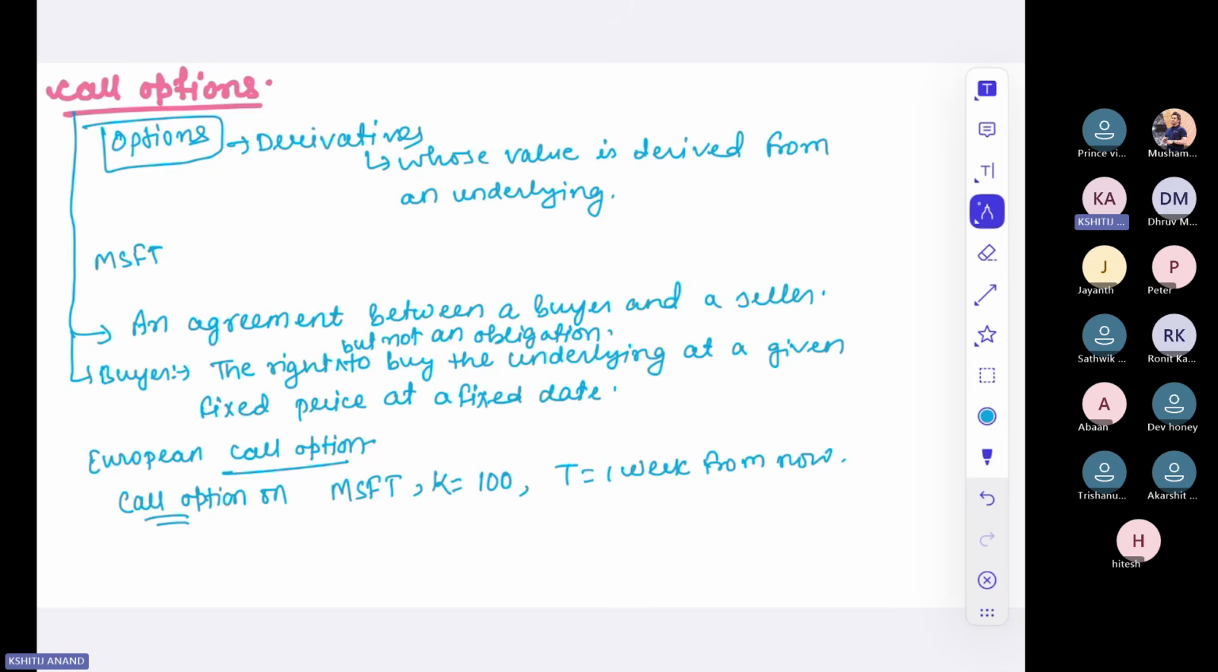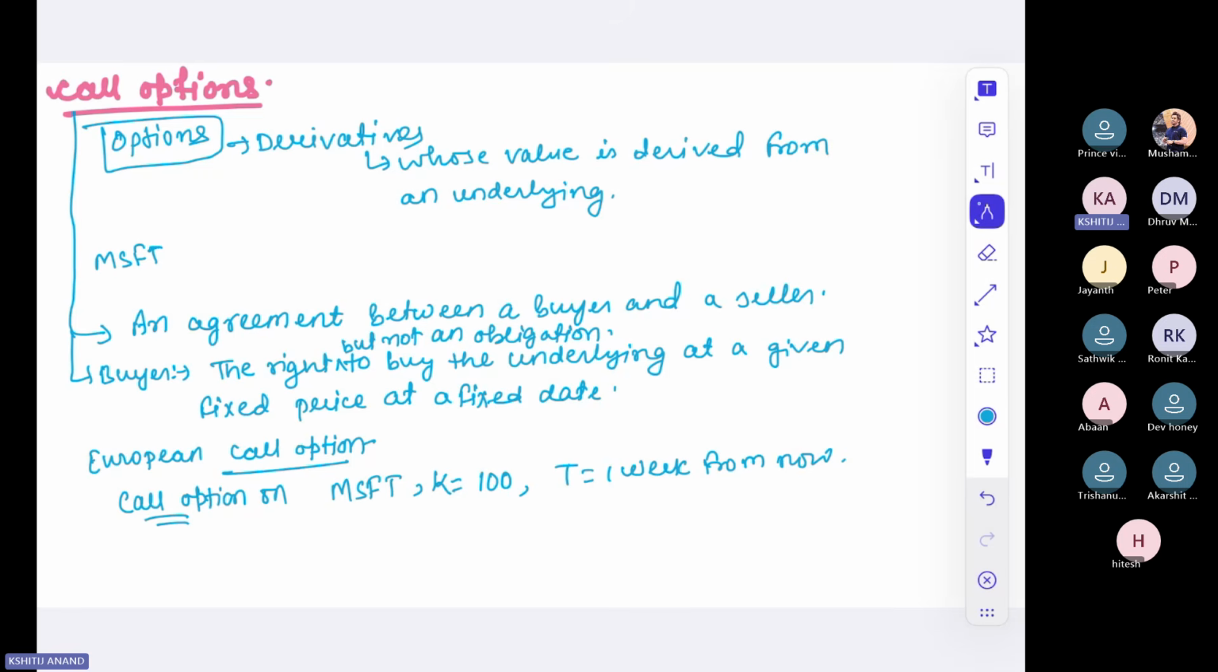You will let this option expire as it is, and basically, you will go and buy from the market if you want to. Okay. So now the thing is that let us say this agreement is happening today.